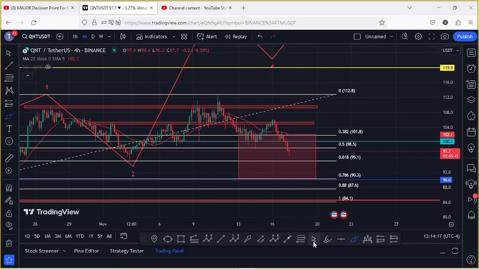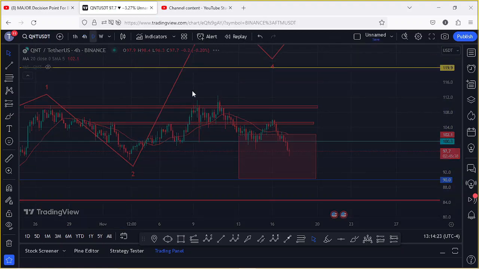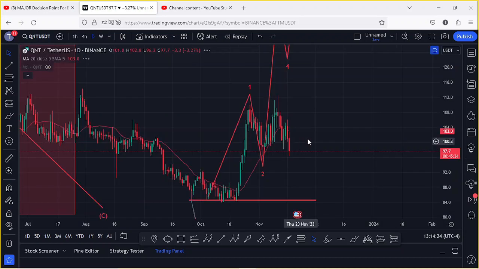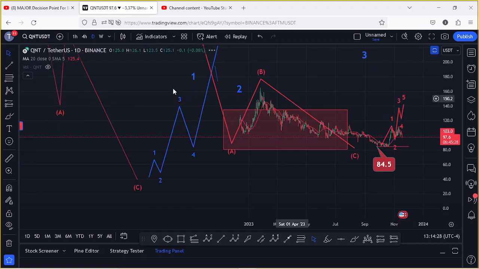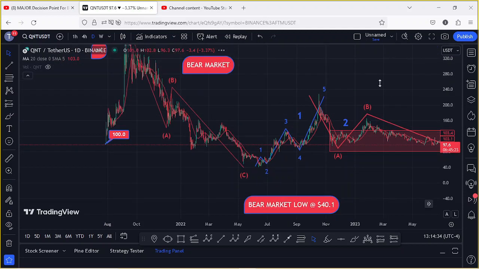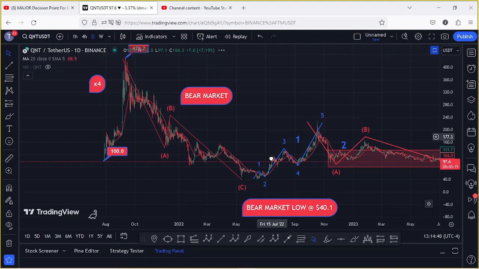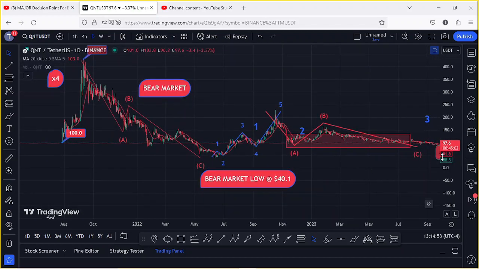QNT on the long term still remains very bullish, and I can jump to the daily chart to give you my long-term Elliott wave analysis that I'm expecting to play out once the bull market is here. Here on the daily chart, you can see that back in 2020, QNT gave us a low at around the $100 mark before we saw that massive push to the all-time high above the $429.7 mark. And after seeing the all-time high, we started a bear market where we had been seeing lower prices in this ABC corrective structure, giving us a bear market low at around the $40.1 mark.